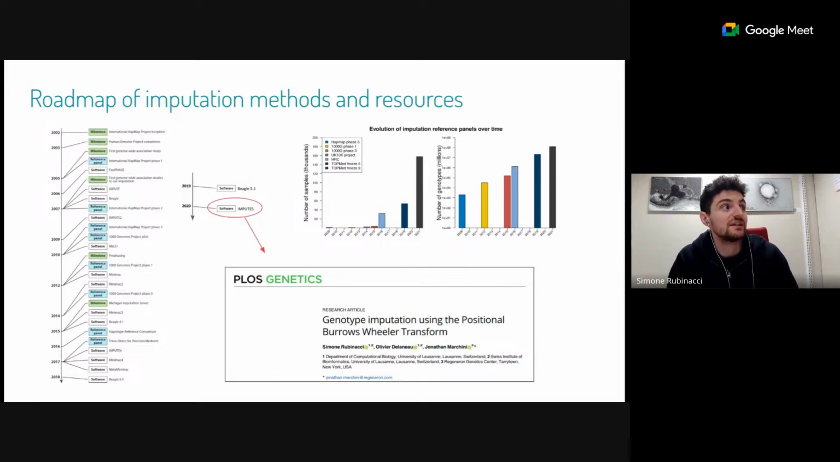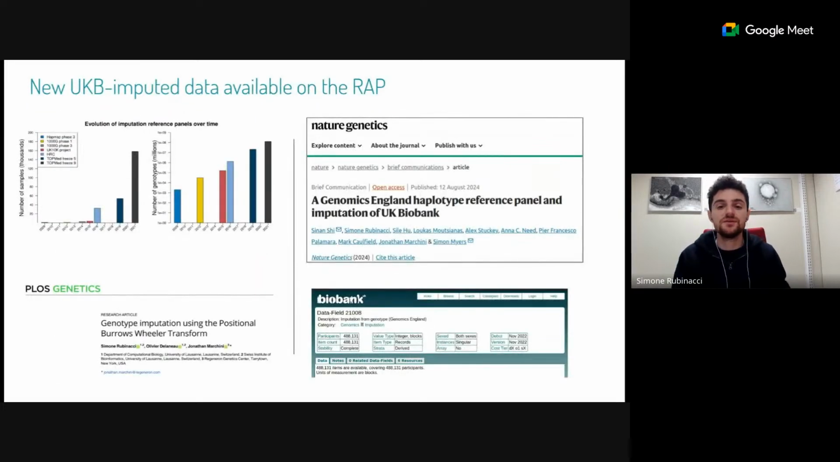These methods are currently sublinear in the size of the reference panel, or at least sublinear in the parts that perform heavy computation. This is, for example, what we do with the IMPUTE5 method, where we do a linear pass using a very efficient data structure called the positional Burrows-Wheeler transform, but after this very quick linear pass, all the probability computations are completely sublinear.